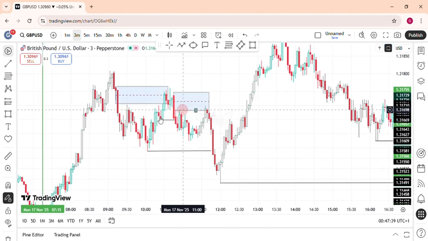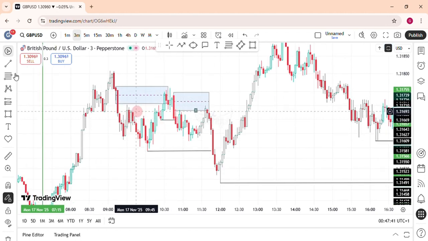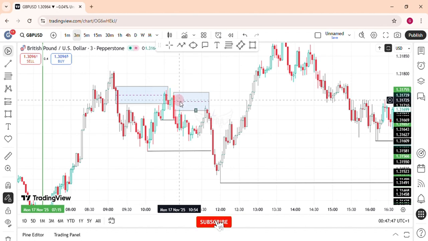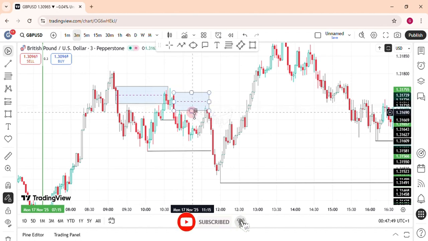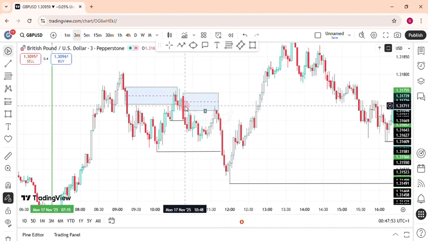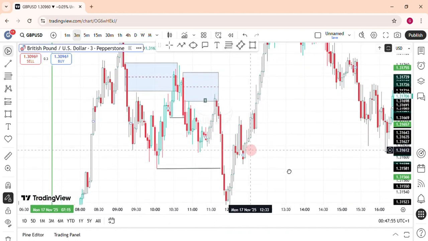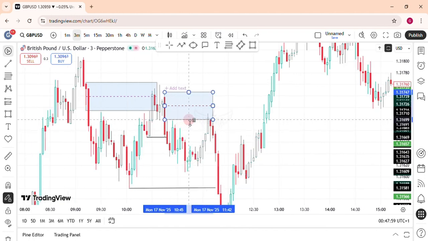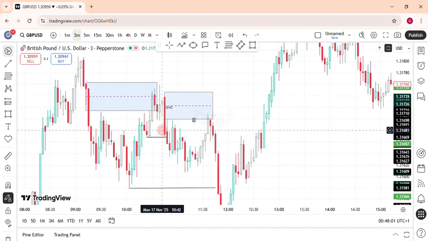After price taps into it, it gives us our break of structure here. Now we have a break of structure, and the next thing is a fair value gap. You can see this fair value gap right here. This fair value gap is indicating an entry. This is where we would enter this trade, right above this high is this fair value gap.